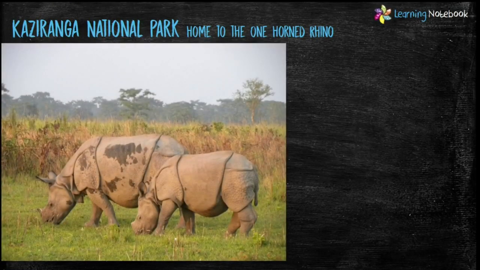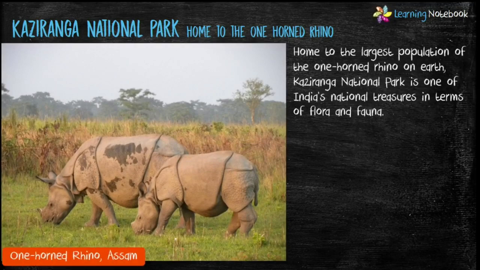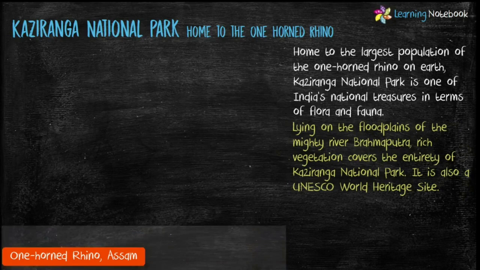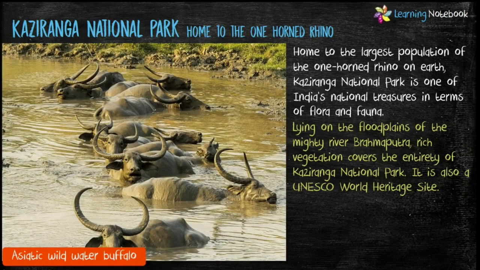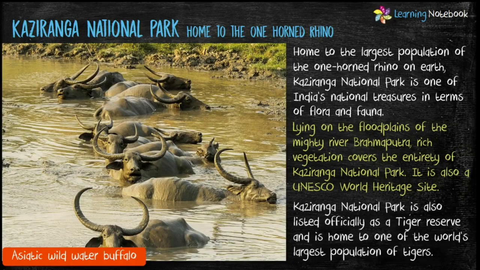First heritage site of Assam is Kaziranga National Park, home to the largest population of one-horned rhino on earth. Kaziranga National Park is one of India's national treasures in terms of flora and fauna. It is also a UNESCO World Heritage Site.